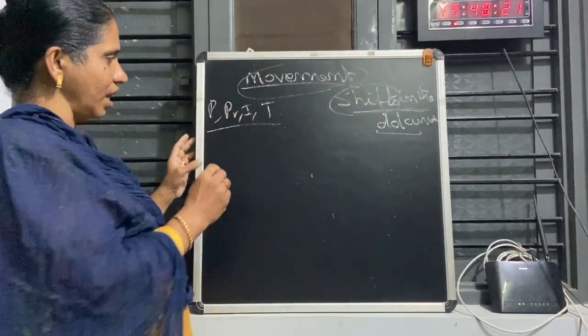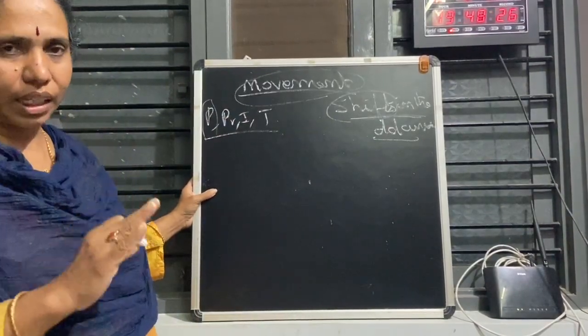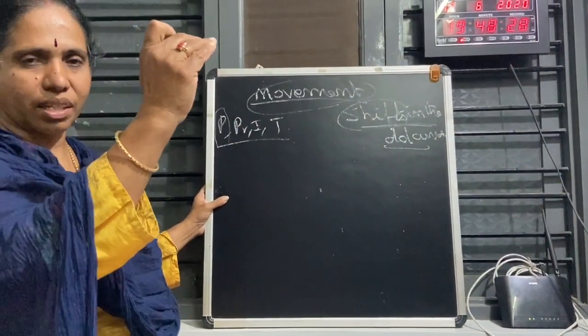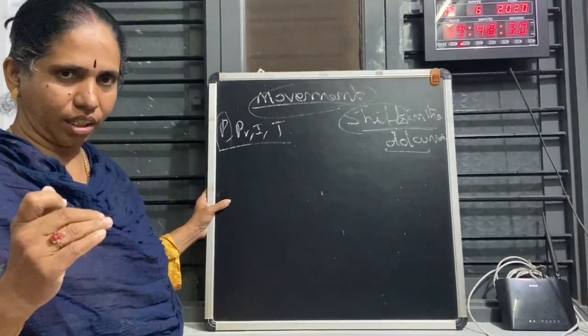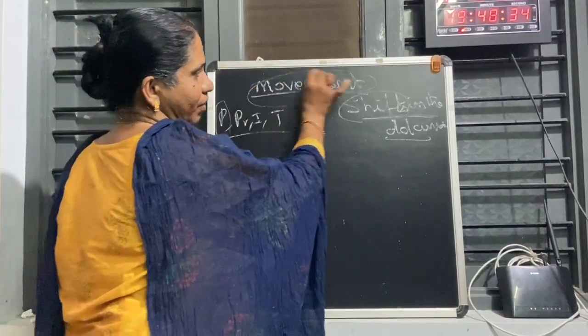Regarding the price, we already saw the law of demand. What is the law of demand? When other things remain constant, when the price of goods increases, quantity demanded will decrease, and the opposite. So like we saw, now we'll see the movement.